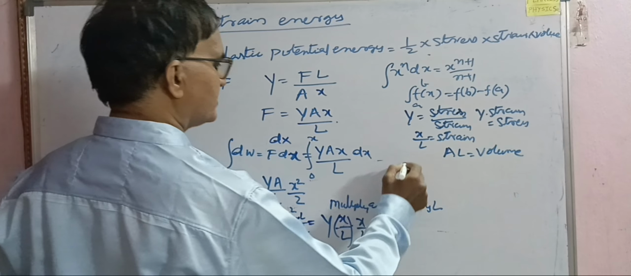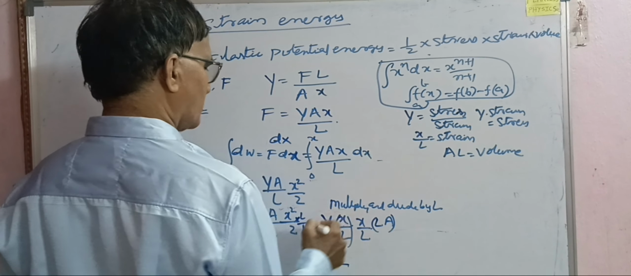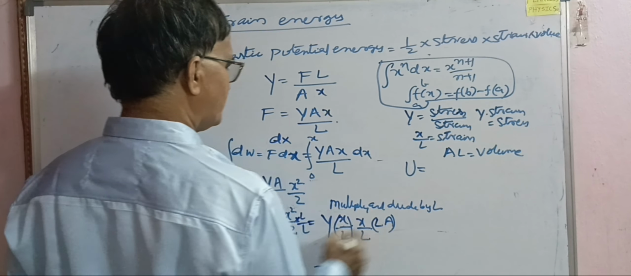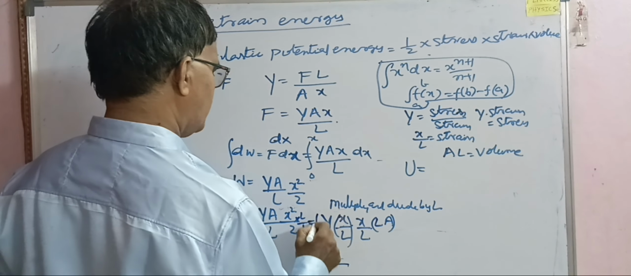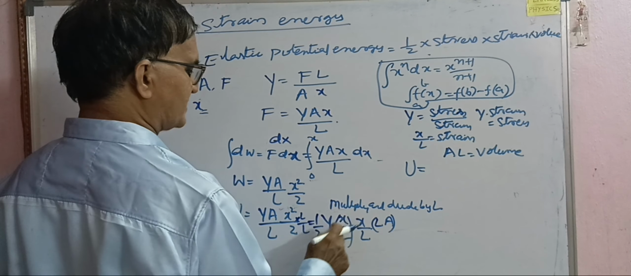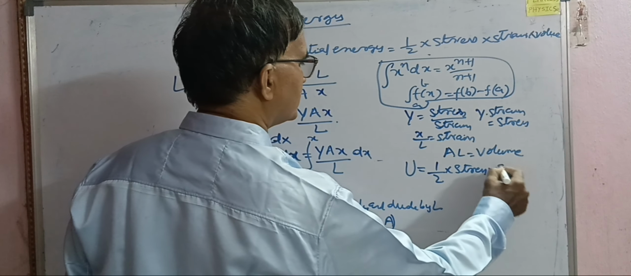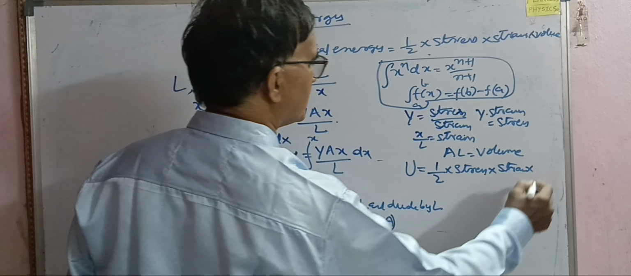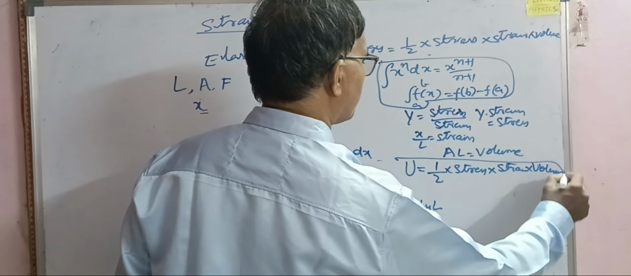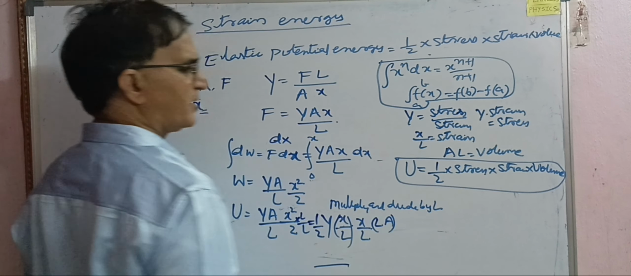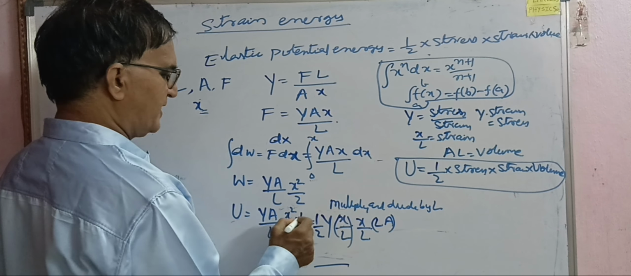Now what you need to write here in place of these formulas, which are separate here. In the case of U, potential energy, we can write half into stress into strain into, last, what you have got, volume. The required equation comes up now, or strain energy per unit volume you can also write as half into stress into strain. Here you observe YAx, you are dividing and multiplying with L here.